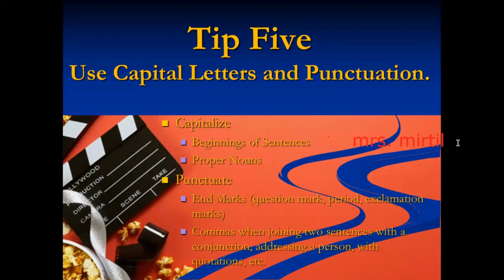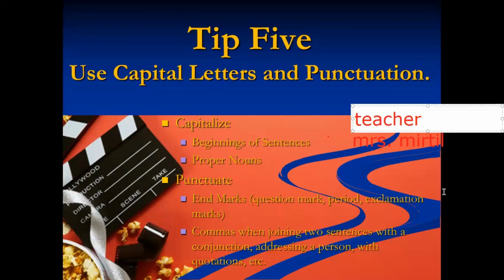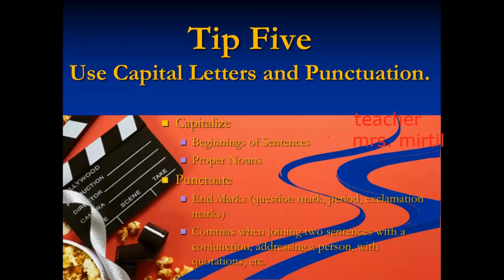The common noun would give us the general name of a person, place, thing, or idea. So the common noun for Mrs. Myrtle would be teacher, right? It doesn't specify which teacher we're talking about, whether the teacher is male, female, or any other information like that. Now, when we come to our proper nouns, they give us the specific name of a person, place, thing, or idea. And that is why we begin our proper nouns with a capital letter.